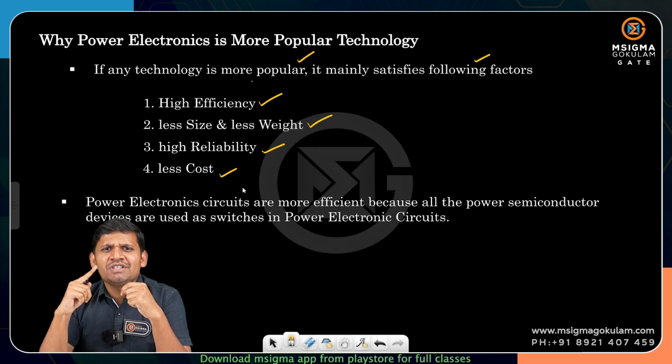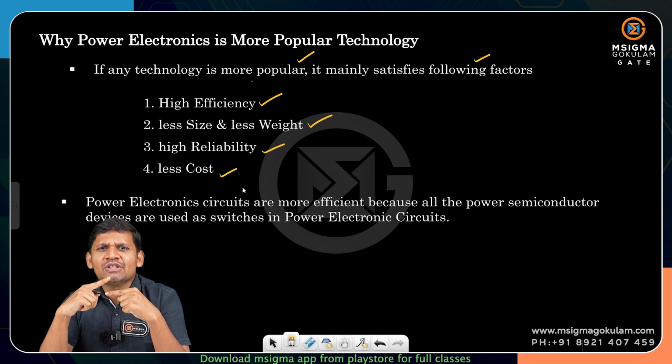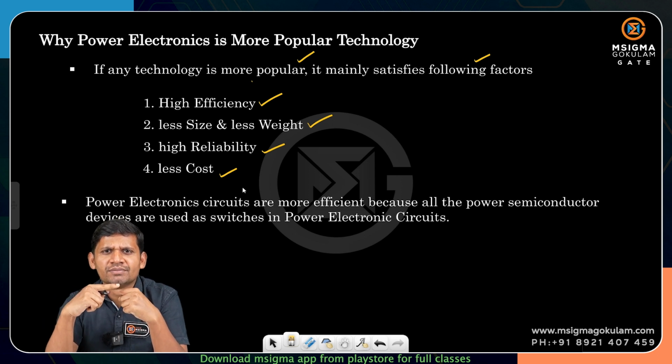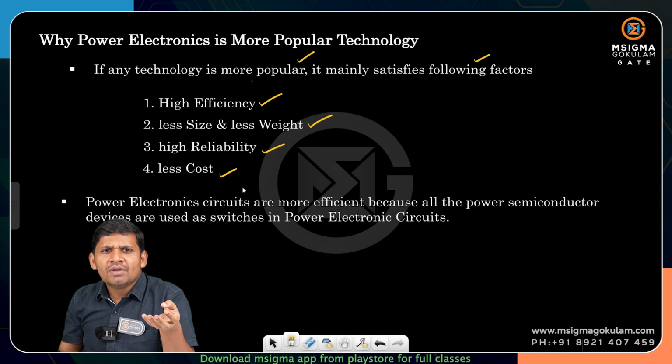One operation of switch is nothing but one on and one off. If the switch is open, ideally what is the current through the switch? 0. Practically there is a leakage current, but I am telling that ideally current is 0. But it blocks the voltage. The switch, the device, blocks the voltage. Current is 0, voltage exists. What is the power loss? 0. Ideally power loss is 0, which means practically less power loss.